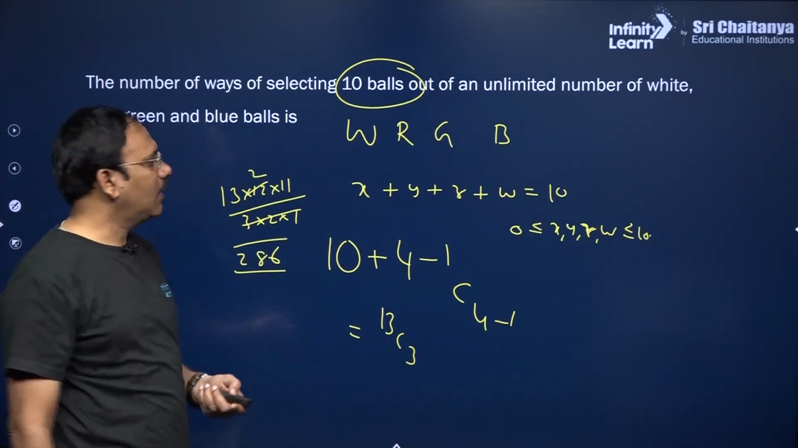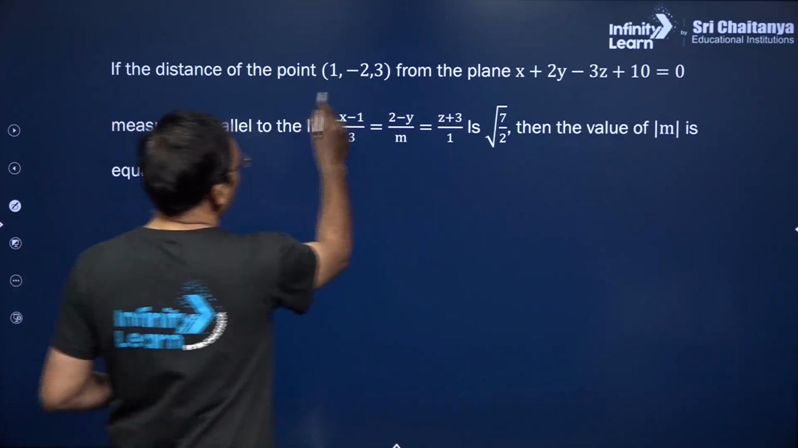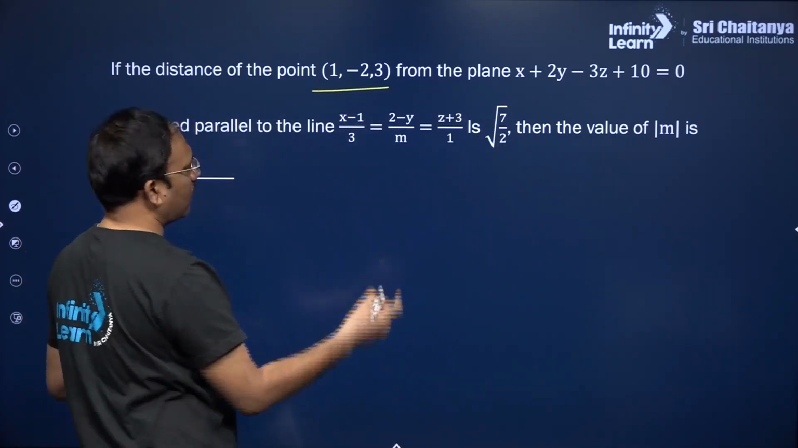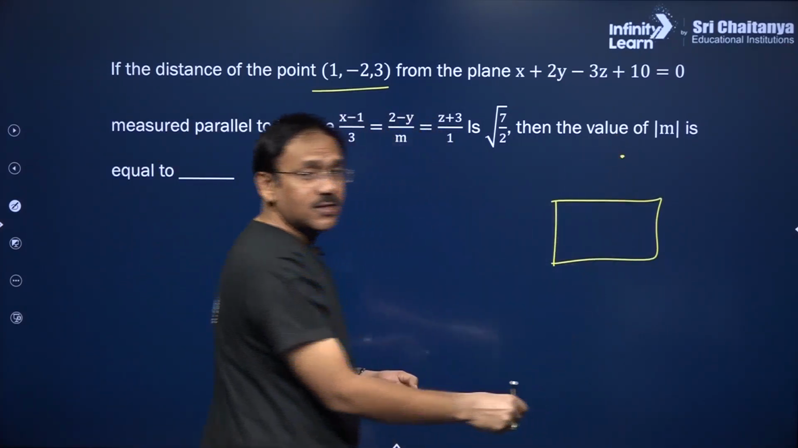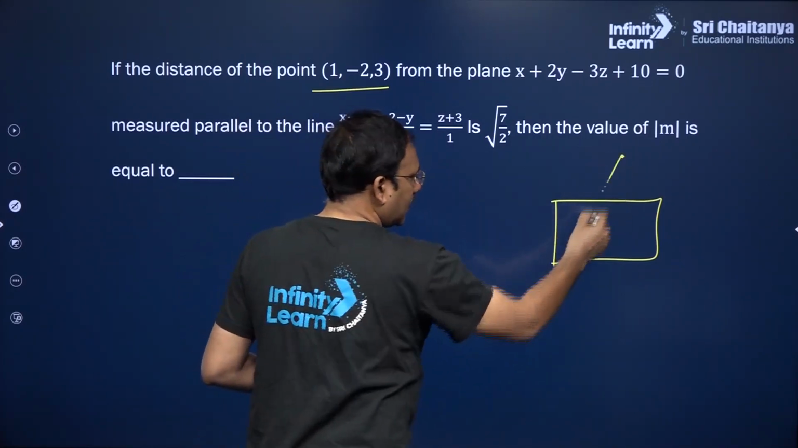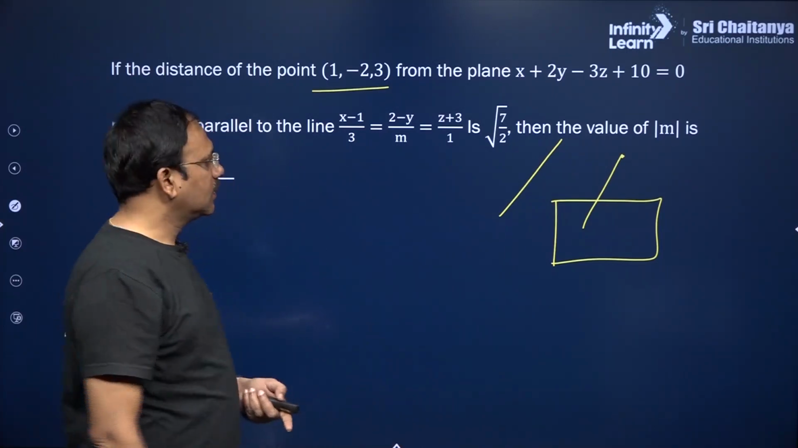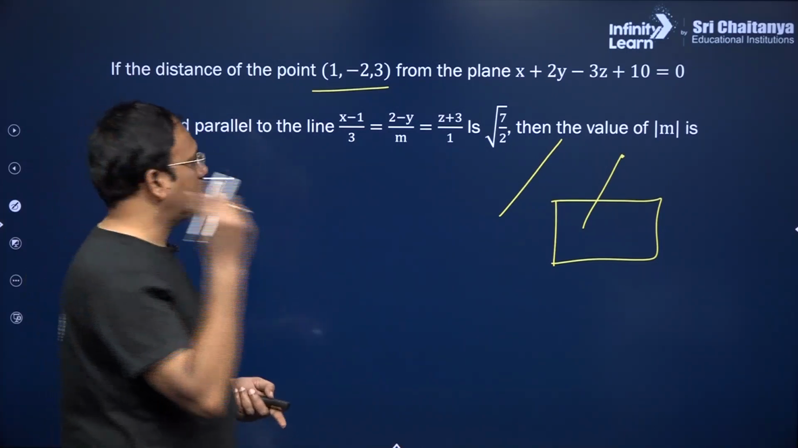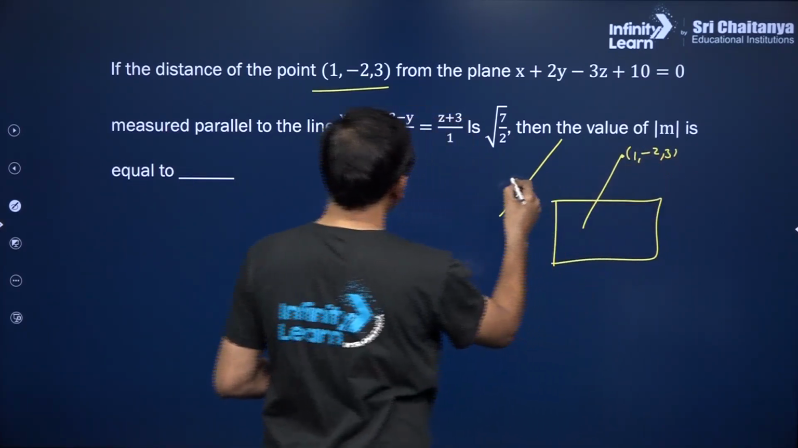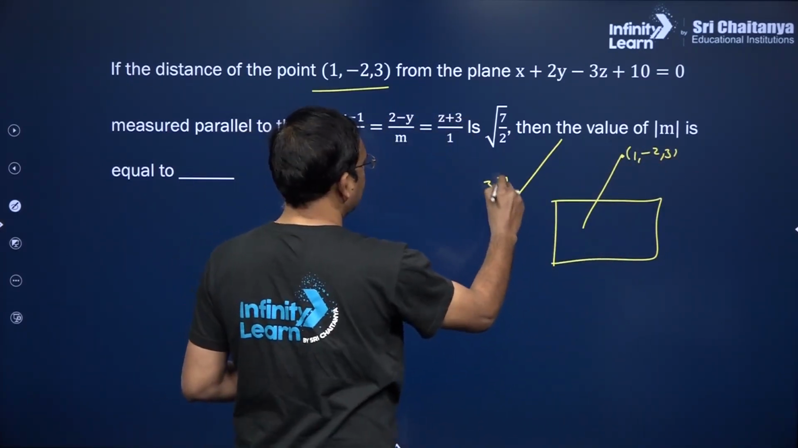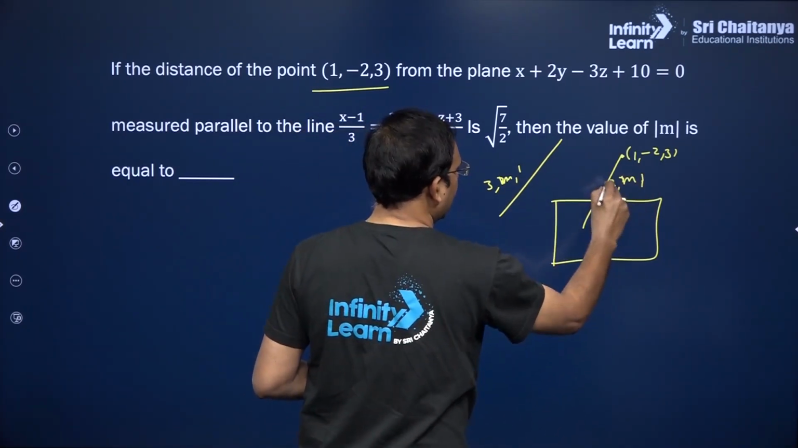That's it. Okay. Next, my dear friends, the distance of the point from the plane measured parallel to a particular line. You see friends, for plane and point, for perpendicular distance we have a direct formula, but here the distance is measured parallel to some line. So this is that line, right? My dear friends, there are two ways. Already this point is there, 1, minus 2, 3. This line's DRs are 3, m, 1. You just take that, because it is parallel to this 3, m, 1 DRs.